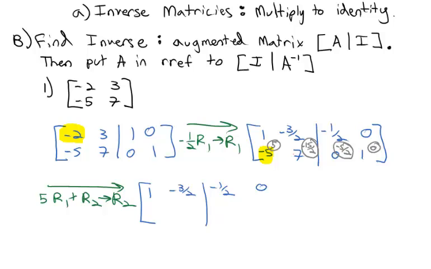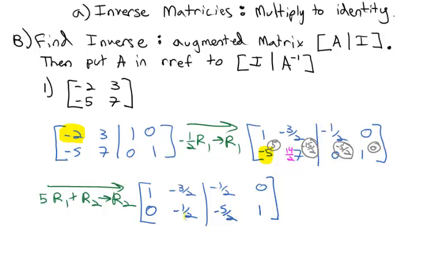We might need to get some common denominators. 7 is 14 over 2 to help us out with the addition. Negative 5 and 5 is 0. 14 minus 15 is negative 1/2. Then we have negative 5 halves, and 1 plus 0 is 1. The first row is set.